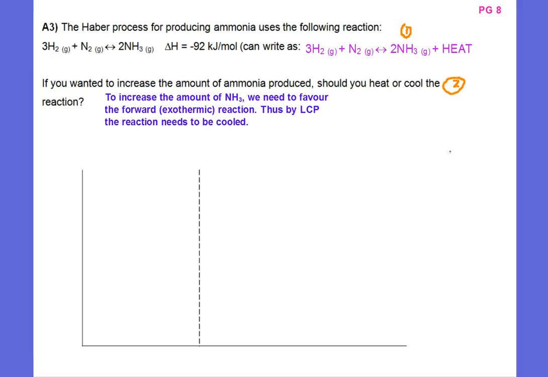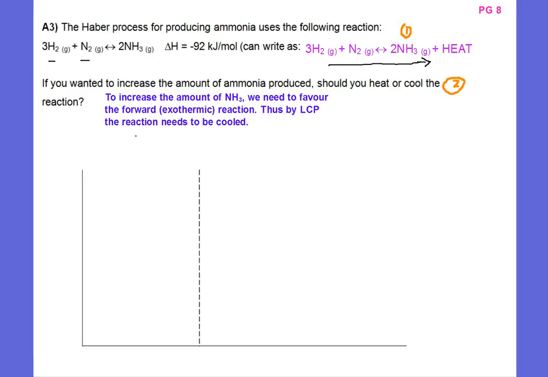So if you want to increase the amount of ammonia, you need to favour the forward or the exothermic reaction. Thus, by Le Chatelier's principle, LCP, the reaction needs to be cooled, because if we cool the reaction, it's going to try and heat up the reaction. The way it heats up the reaction is shifting to the right, which is what we wanted it to do. So if you actually want to make more ammonia in this situation, you cool it down, therefore more hydrogen and nitrogen react to produce more ammonia, because that's the exothermic reaction direction.